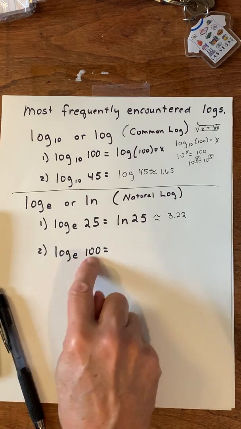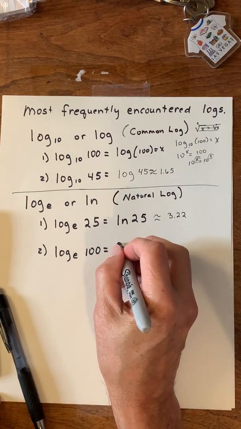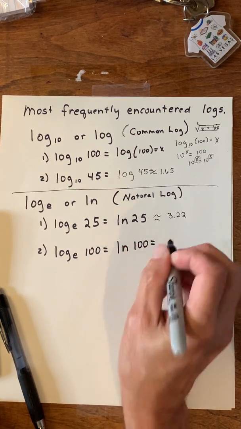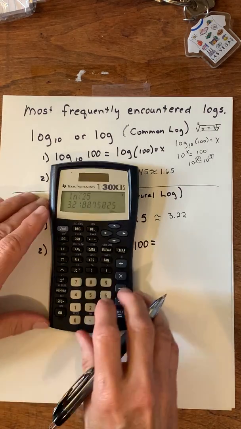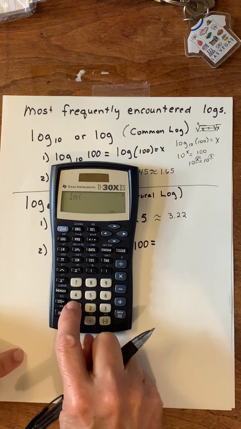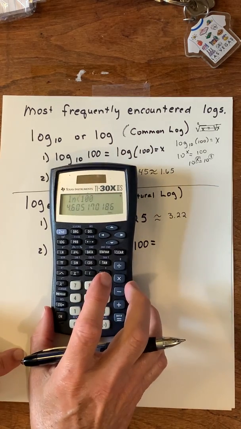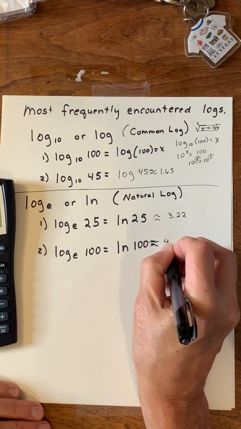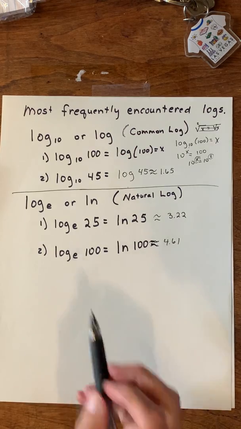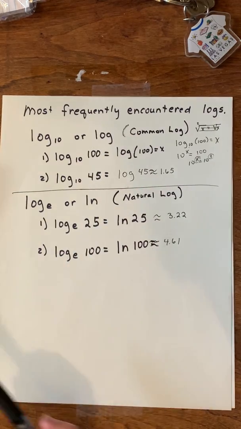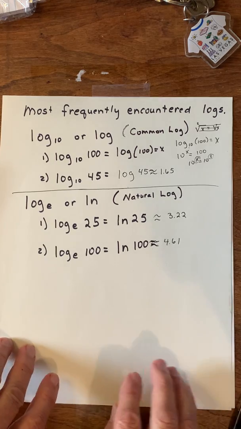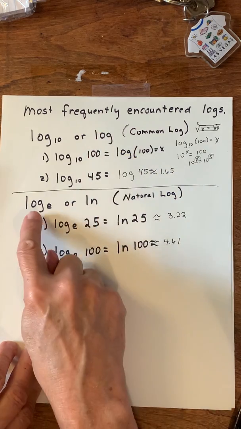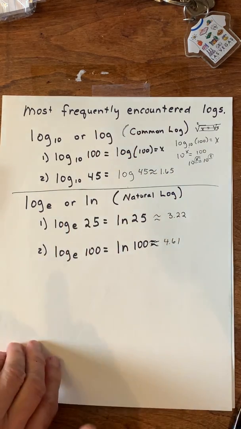Again, log base e of 100, you would more likely see that represented as natural log of 100. Again, I would use my calculator. Natural log of 100 equals, I get 4.61. It's approximately equal to 4.61. So these are frequently encountered logs, and you need to be familiar with them. Log base 10, abbreviated log. Log base e, abbreviated ln.